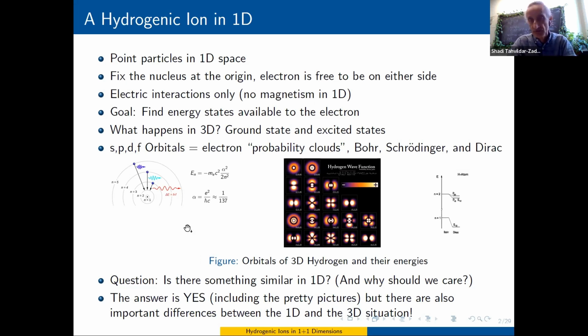One big difference you will see is that instead of infinitely many bound states, we are only going to get finitely many. So that's one remarkable difference between the 1D and the 3D picture. Okay, any questions?